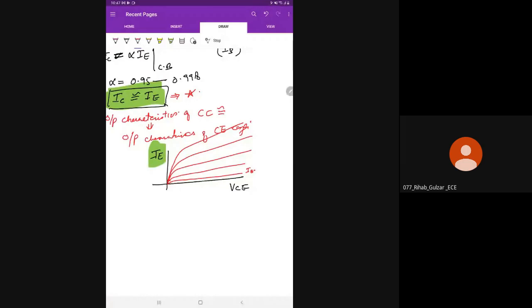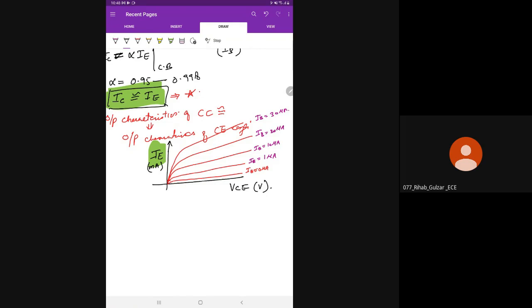So this can be IB equal to 0 microampere. इसी तरीके से यहाँ होगा IB equal to, say for example, 1 microampere, IB equal to 10 microampere, IB equal to 20 microampere, and then IB equal to, say for example, 30 microampere. लेकिन दिखने में तो ऐसे ही है. And IE here it will be in milliamperes. VCE here will be in volts.